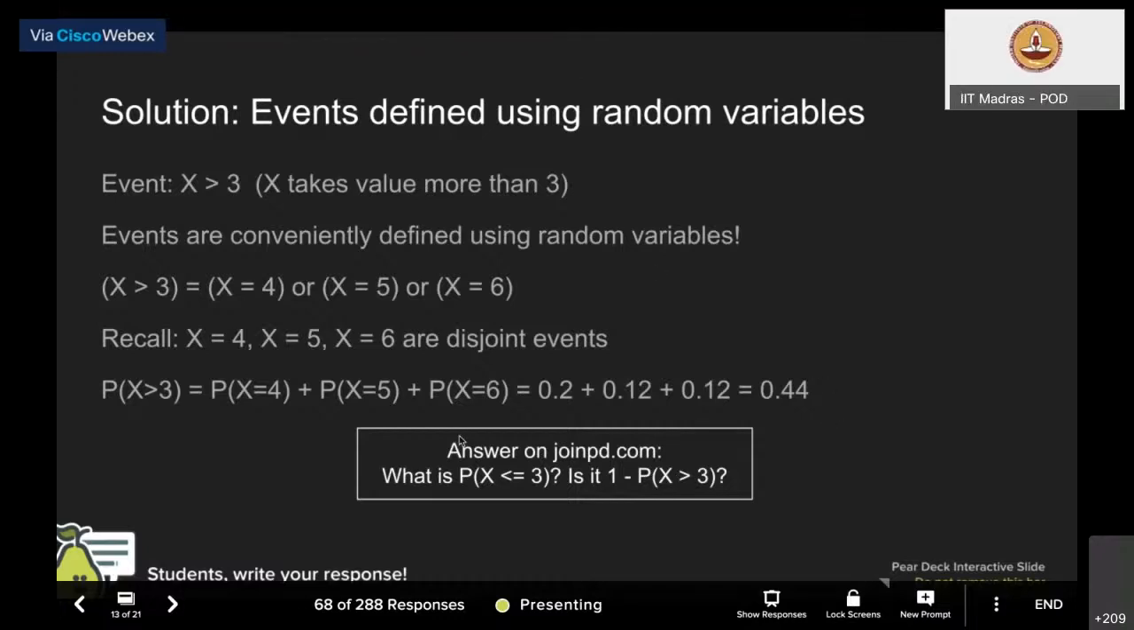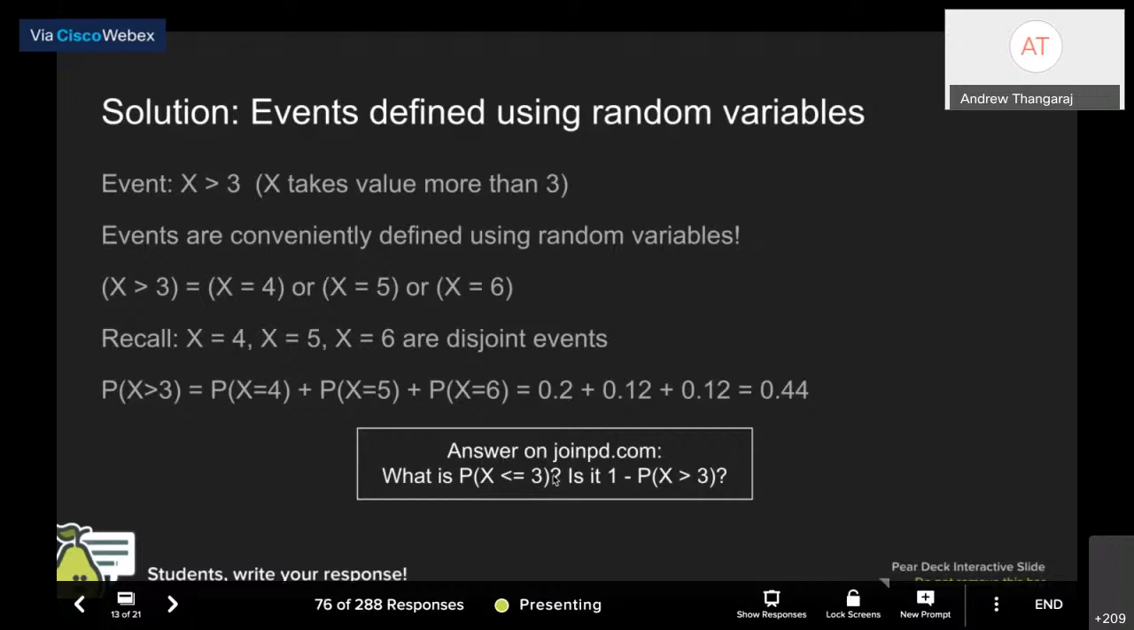Notice you can do all the operations with these events. You remember for events we had these operations. You can think of the not of this event. X is greater than 3, you can do a not. What is not of X greater than 3? That's going to be X less than or equal to 3. From your familiarity with probability for event calculations, you know the probability of the not of an event is 1 minus the probability of that event.